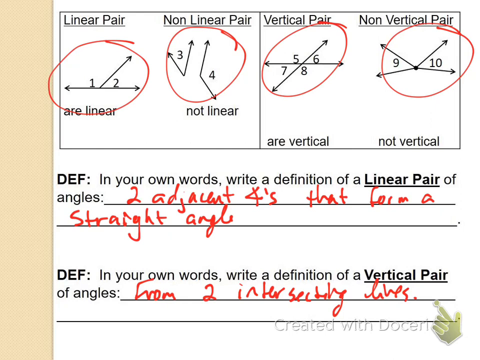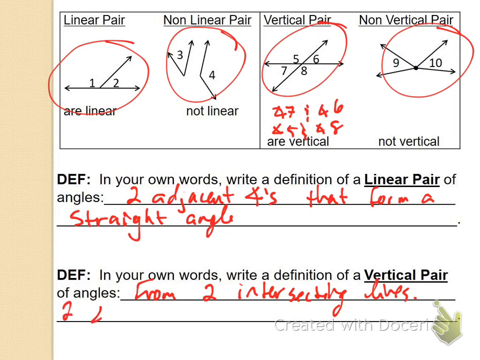Now, what you would also need to know up here is that angle 7 and angle 6 are a vertical pair. Angle 5 and angle 8 are a vertical pair. Remember, pairs are 2. So 7 and 6 together form a vertical pair. 5 and 8 together form a vertical pair. There are two sets in there, right? So that being the case, look at them. They're kind of back to back, right?